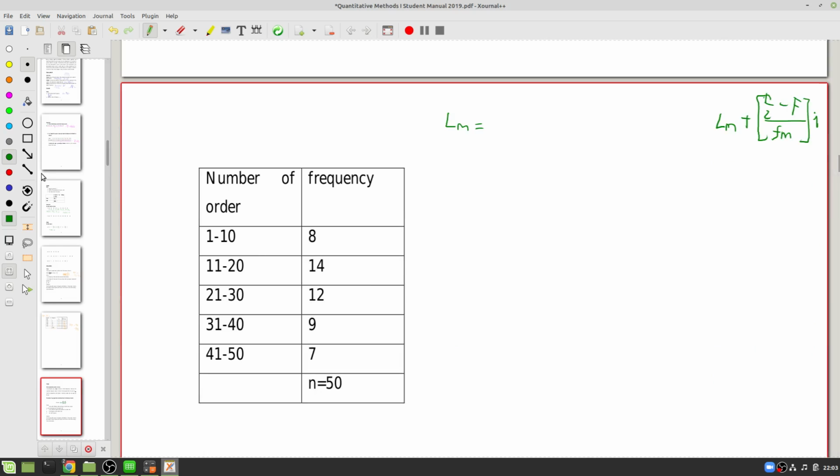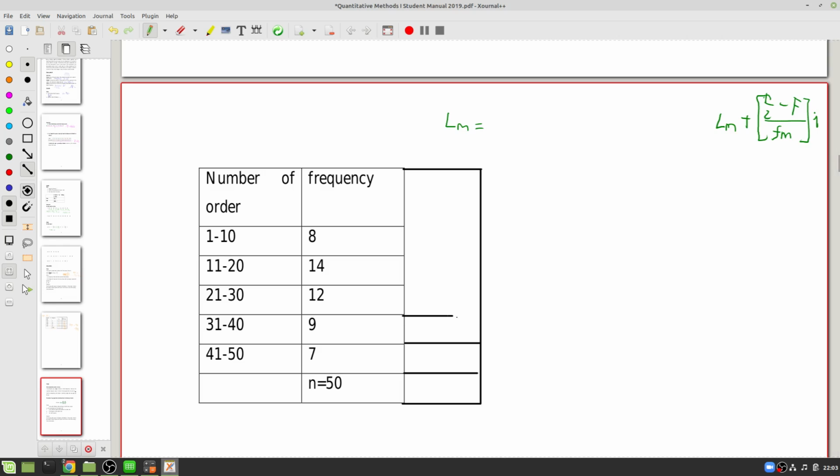So firstly, let's draw at least one more column, and we're going to use that to find what is the median class. Again, this column will be the cumulative frequency. So cumulative frequency just means we're accumulating the frequencies, adding them together. The first one is 8. So the cumulative frequency just means 8 values are between 1 and 10. Then we add 14 to it, the next value, that gives us 22.